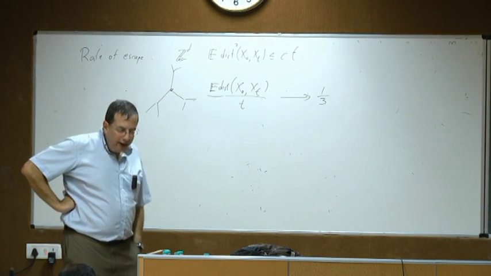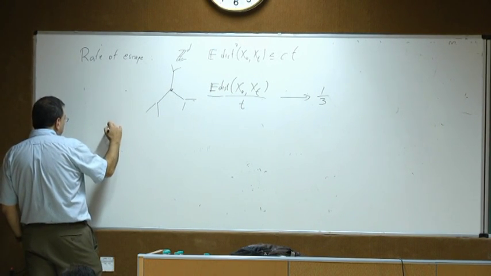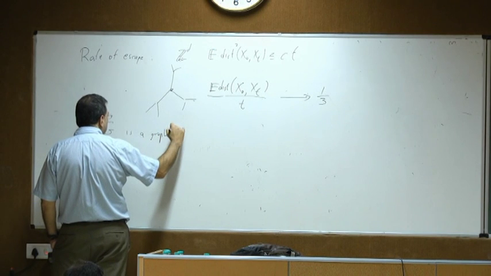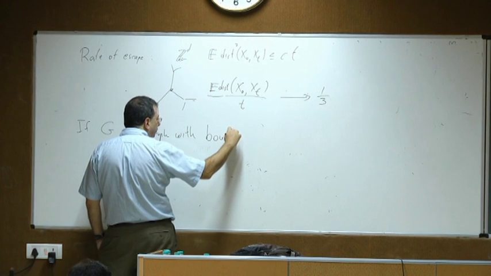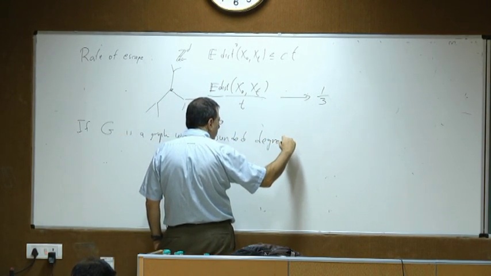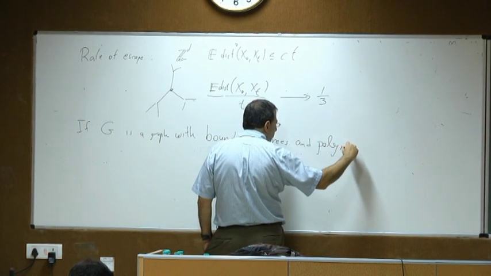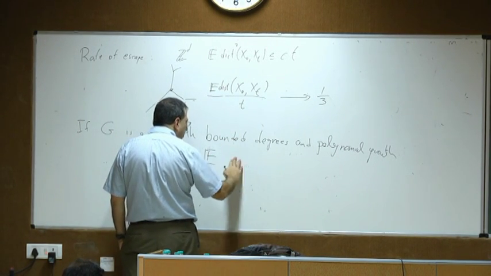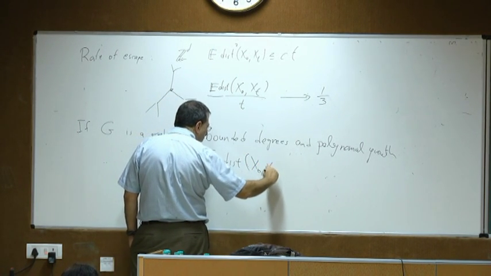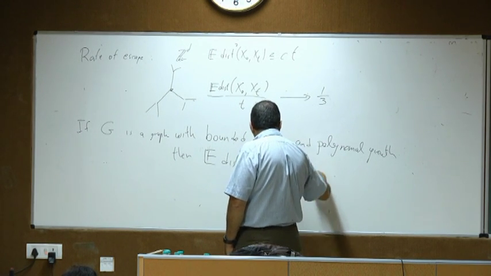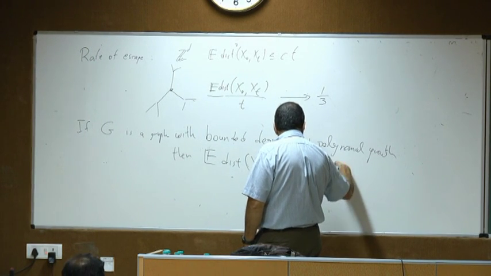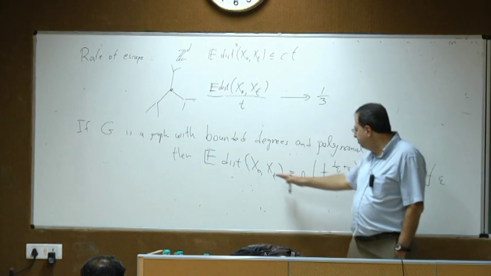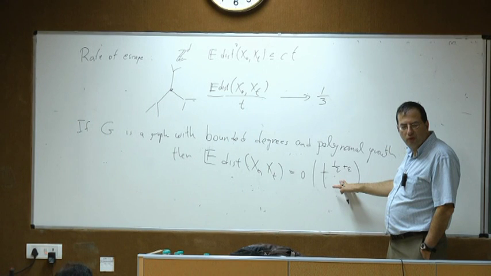What I want to say is that suppose G is a graph, so one can weaken the hypothesis, but let me just talk about a graph with bounded degrees and polynomial growth. I'll explain what that means. Then the expected distance from x0 to xt is going to be smaller than t to the half plus epsilon, for any epsilon. So remember this little o notation, the expected distance, if you divide it by t to the half plus epsilon, will go to 0.